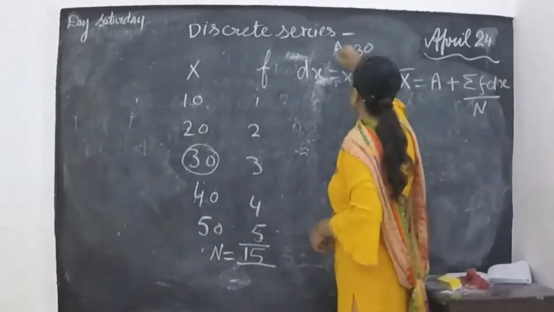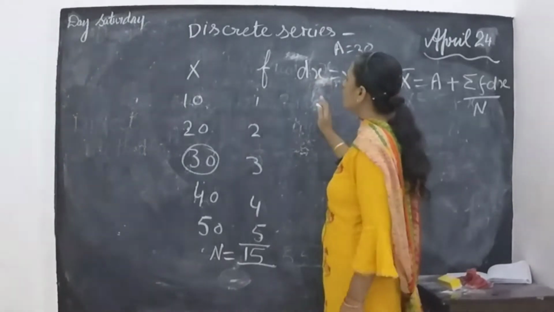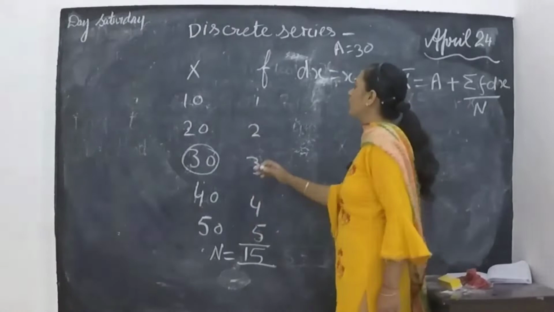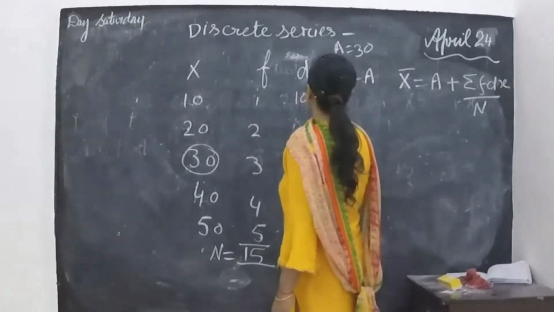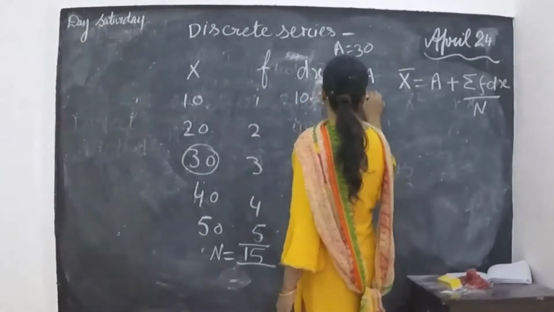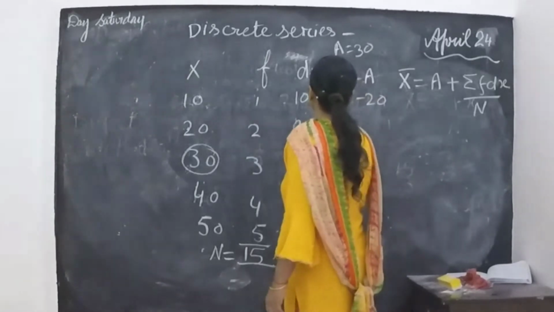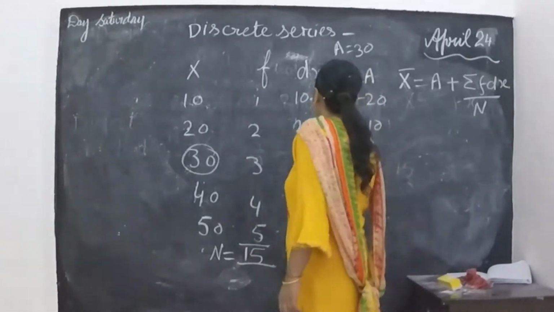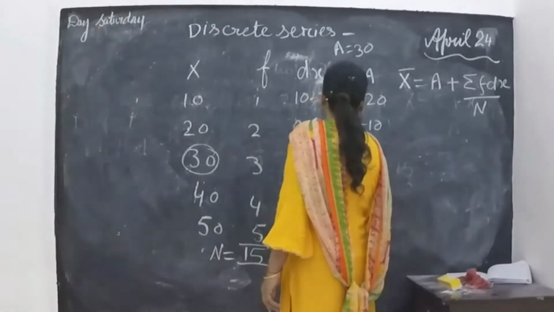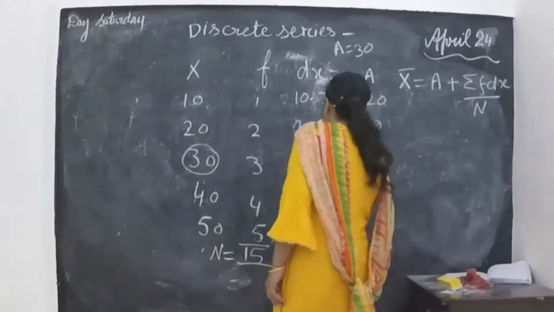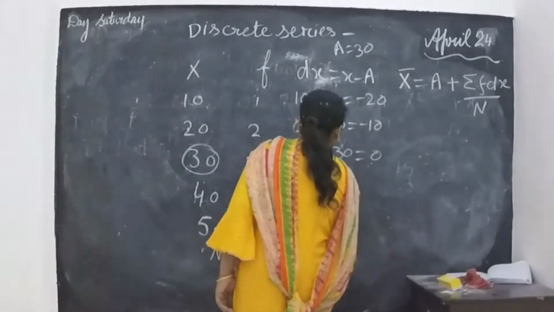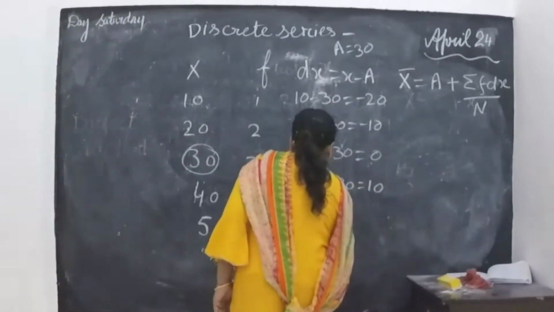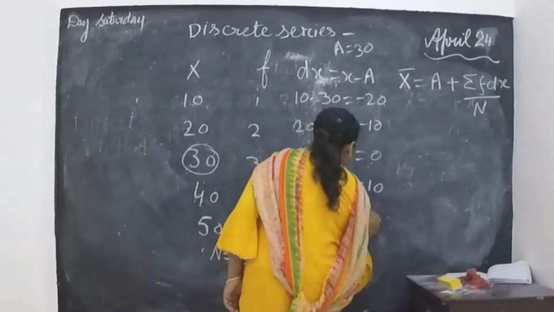So what will you do? You will subtract 30 from each item of x variable. 10 minus 30 is equal to minus 20. 20 minus 30 is equal to minus 10. 30 minus 30 is equal to 0. 40 minus 30 is equal to 10. 50 minus 30 is equal to 20.